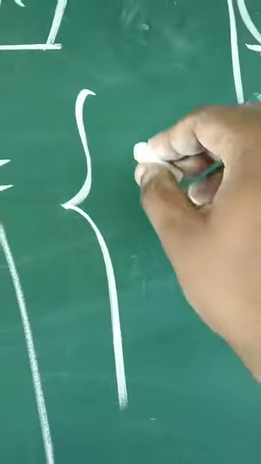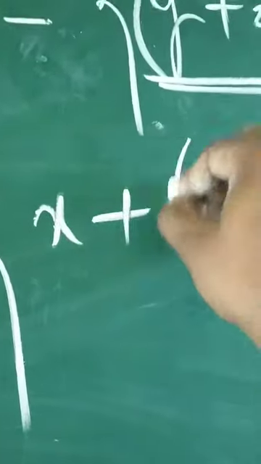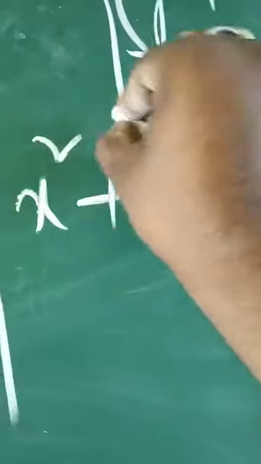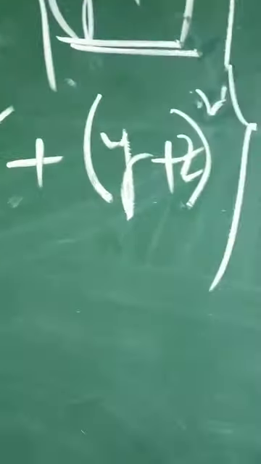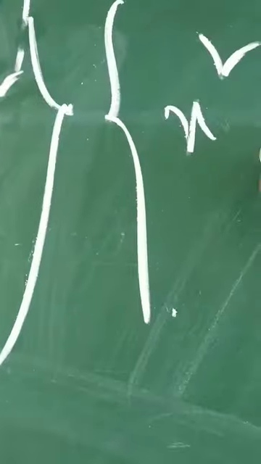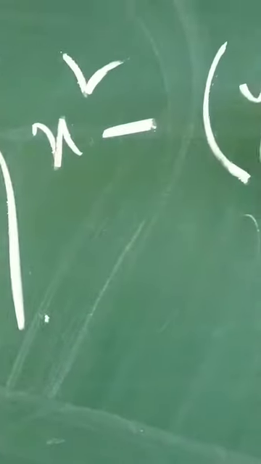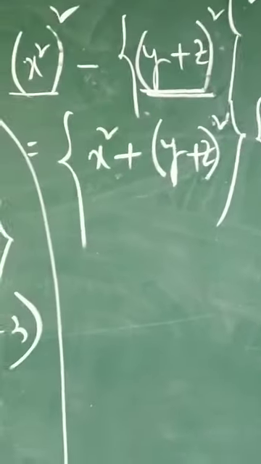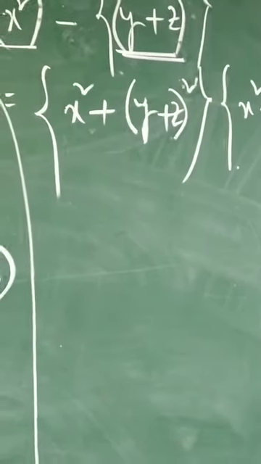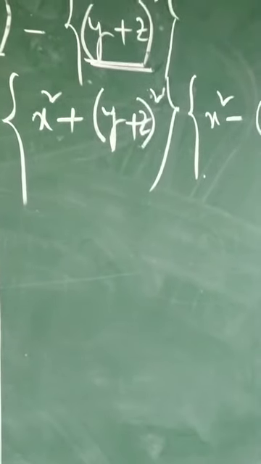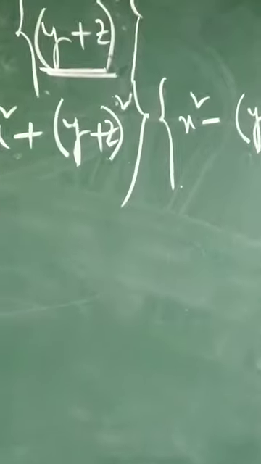It can be written in the form of a plus b into a minus b. So children, this is not our final answer. We can factorize it further. Let us check how to do this.